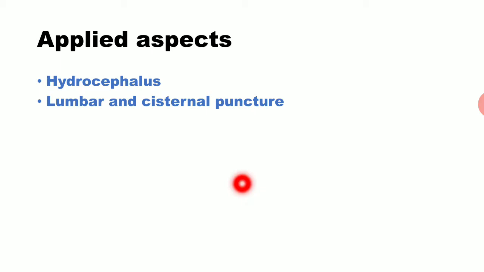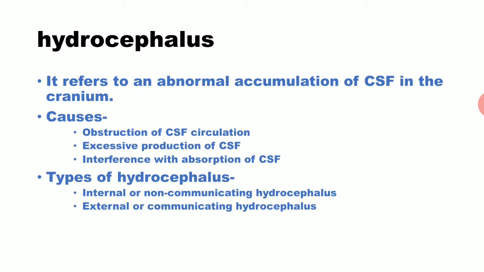Now applied aspects: hydrocephalus and lumbar and cisternal puncture. First, hydrocephalus refers to abnormal accumulation of CSF in the cranium. What are the causes? It is mainly due to obstruction of CSF circulation, excessive production of CSF, and interference with the absorption of CSF. These are the reasons for hydrocephalus.